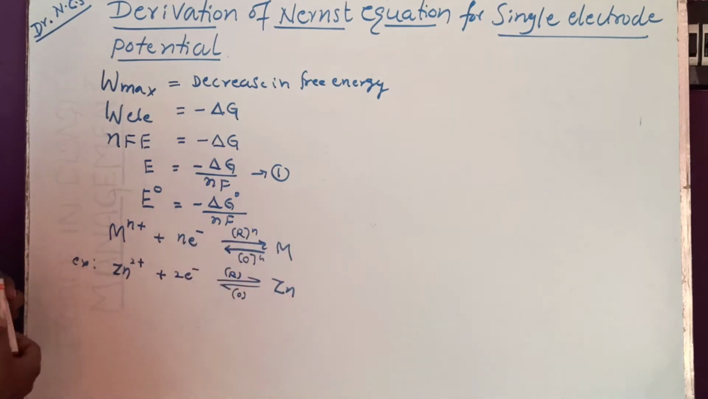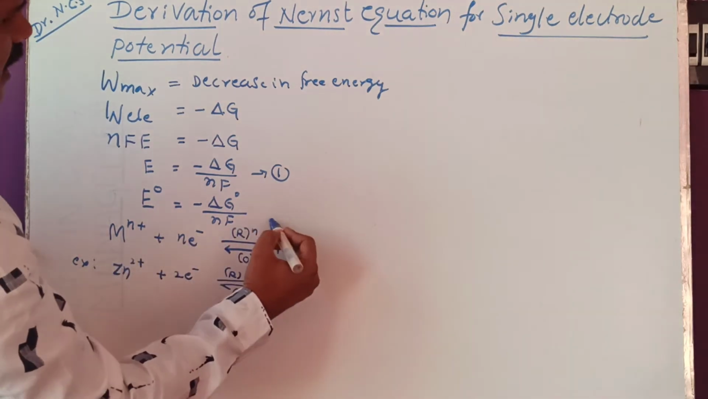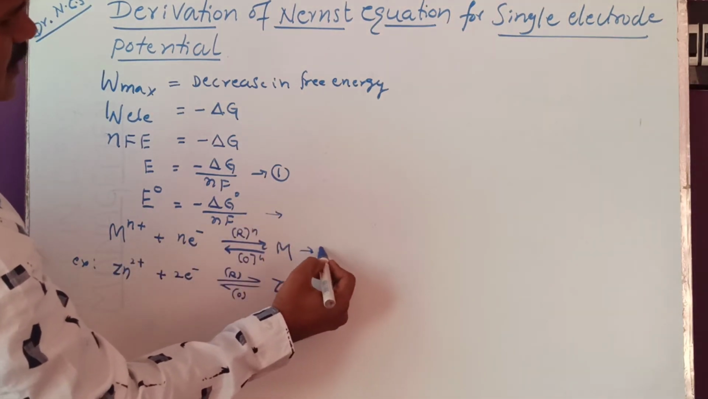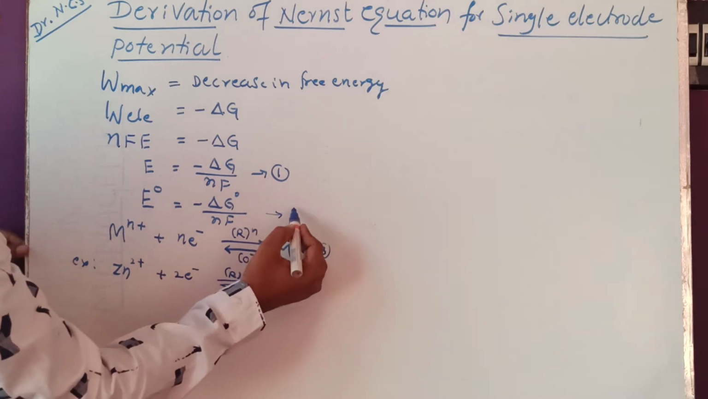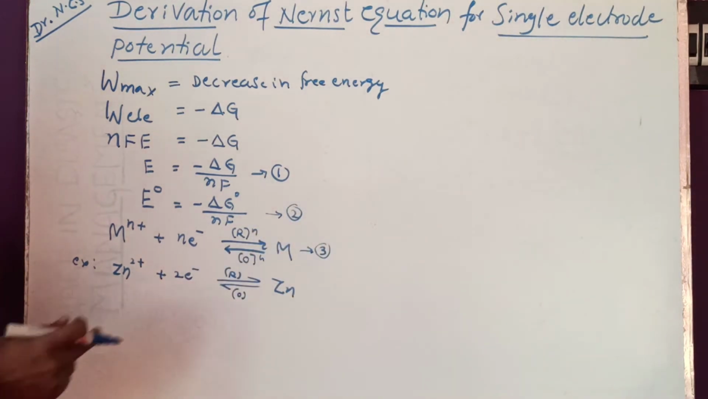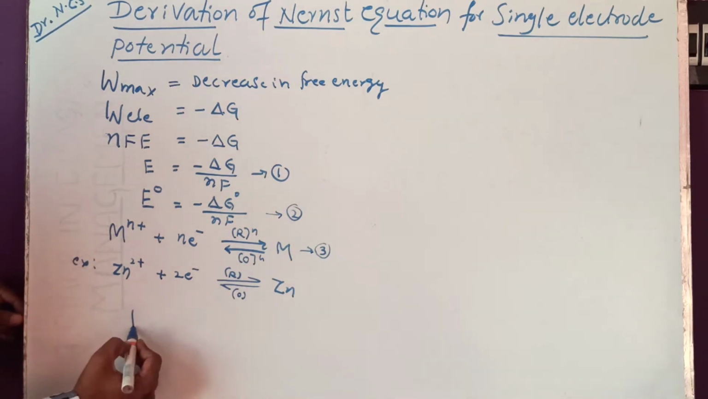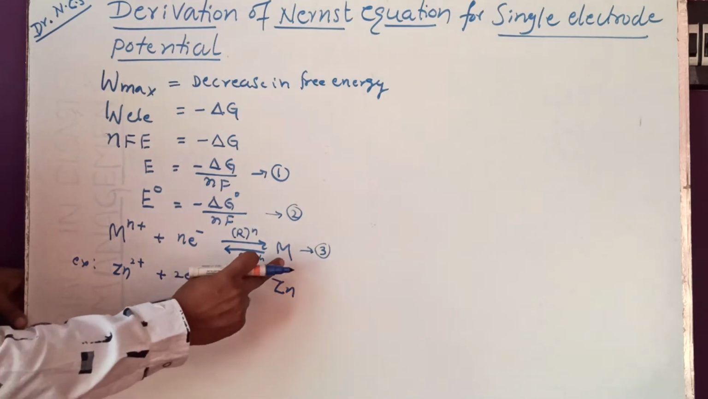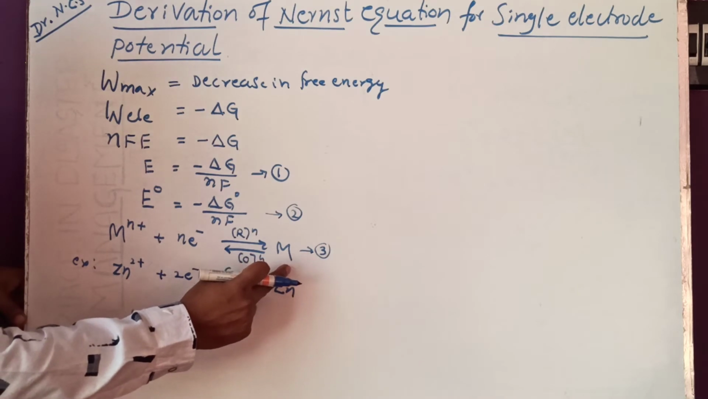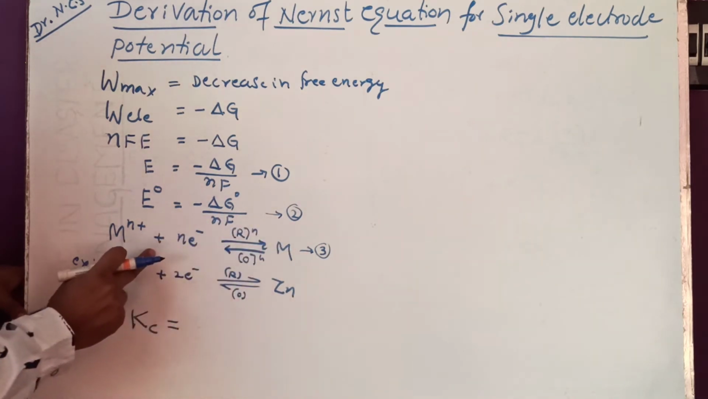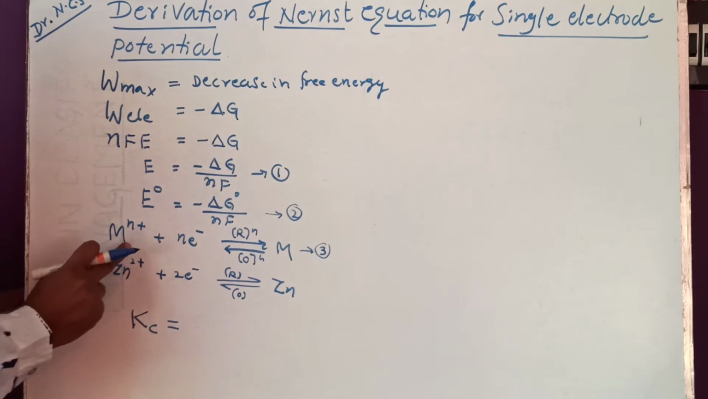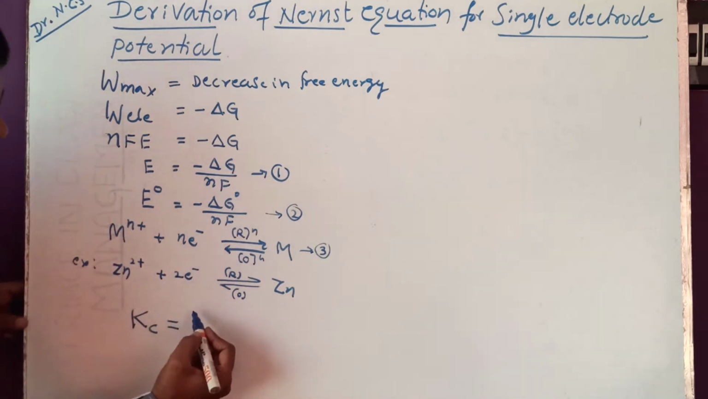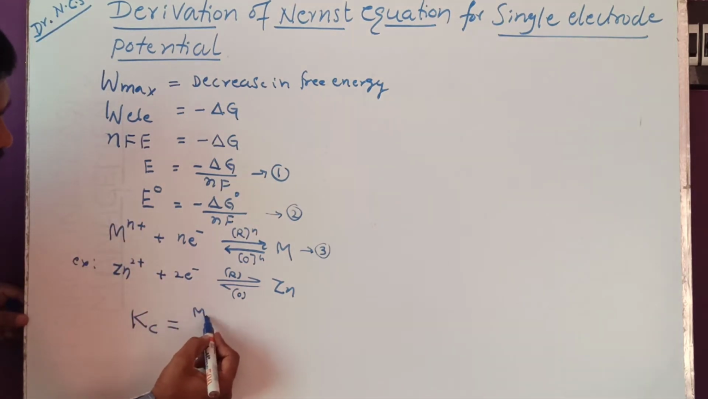Now for this equation, let us call this equation as 3. Let us call this equation as 2. For this reversible chemical equation, we can write equilibrium constant Kc. So what is equilibrium constant? It is given by Kc is equal to the product of molar concentration of the products to the product of molar concentration of the reactants. So that is molar concentration of the product.